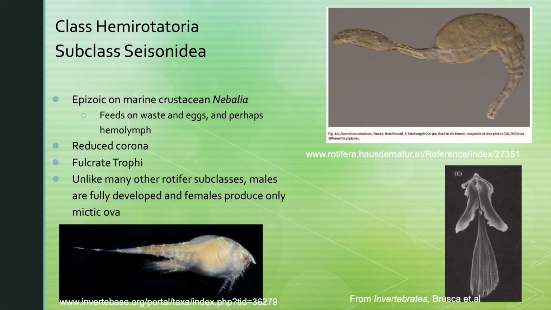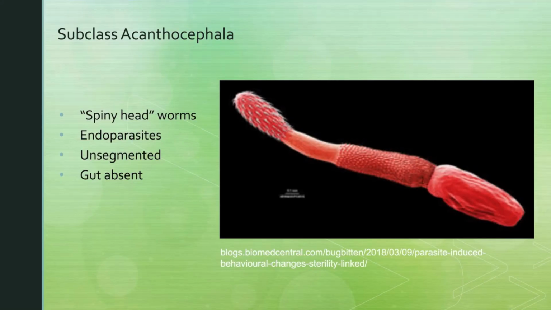And something unique about this subclass is that it's the only rotifer subclass that can only reproduce sexually, as far as we know. And the males are actually fully developed and diploid, and the females will only produce mictic or haploid eggs.